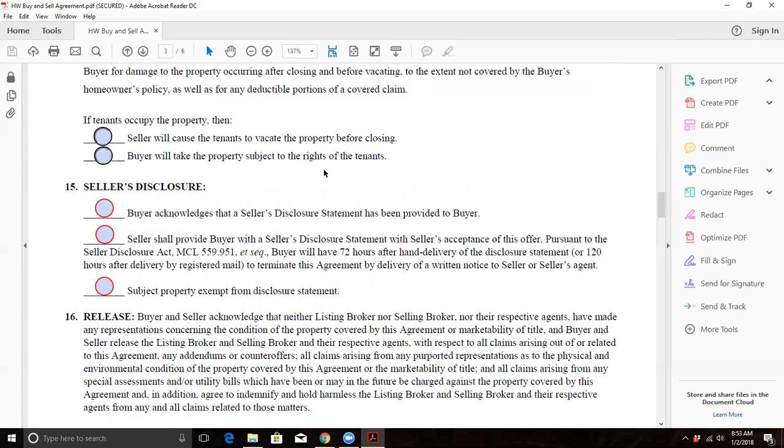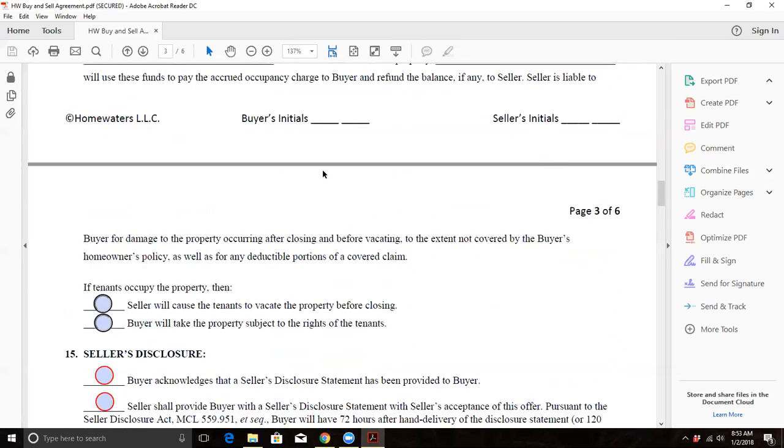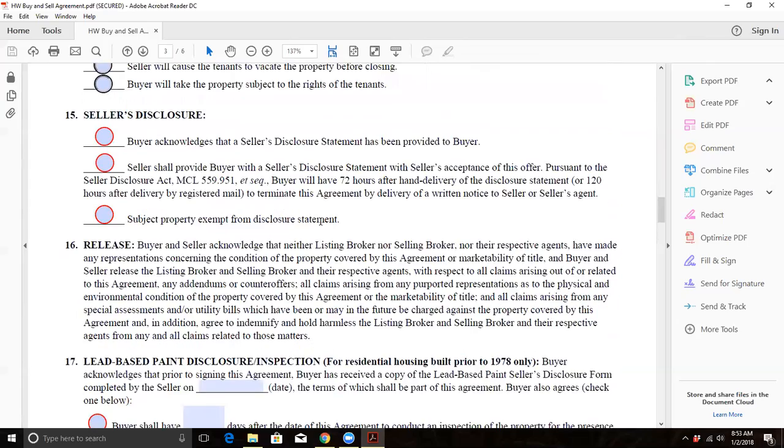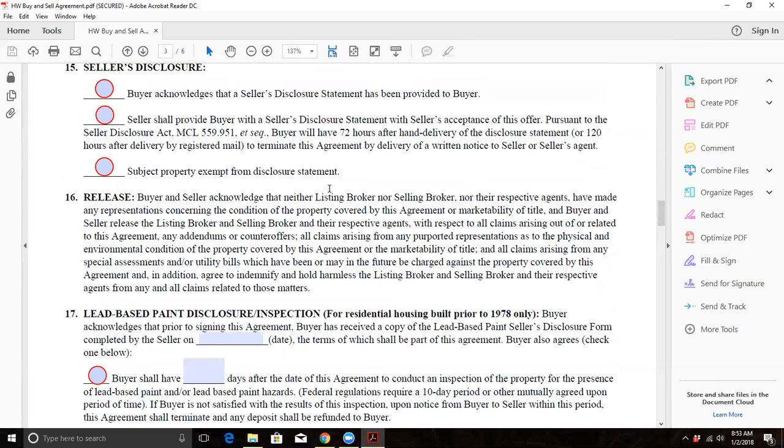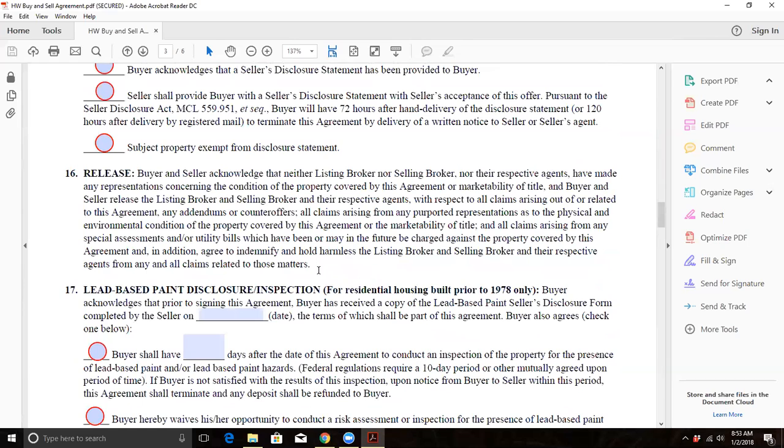Okay, let's see here. Where did we go from occupancy down to seller's disclosure? This is standard language, from if legally required. Release, this is one where we used as specific a language as we could. So we'll go through this one real specifically.